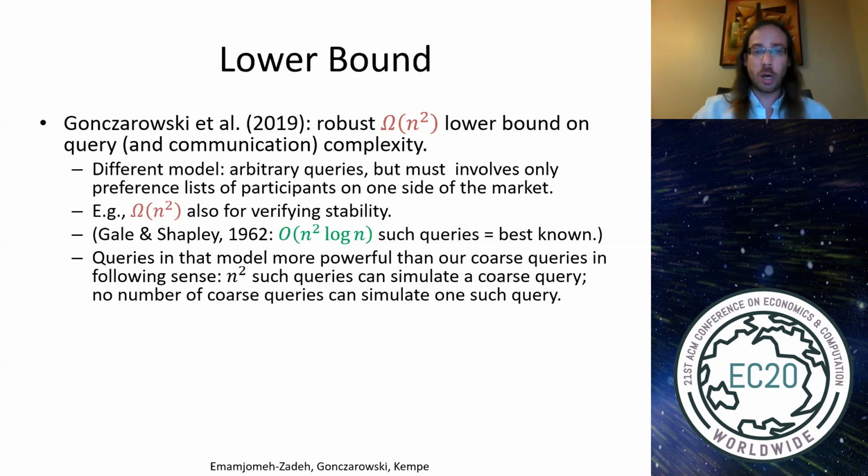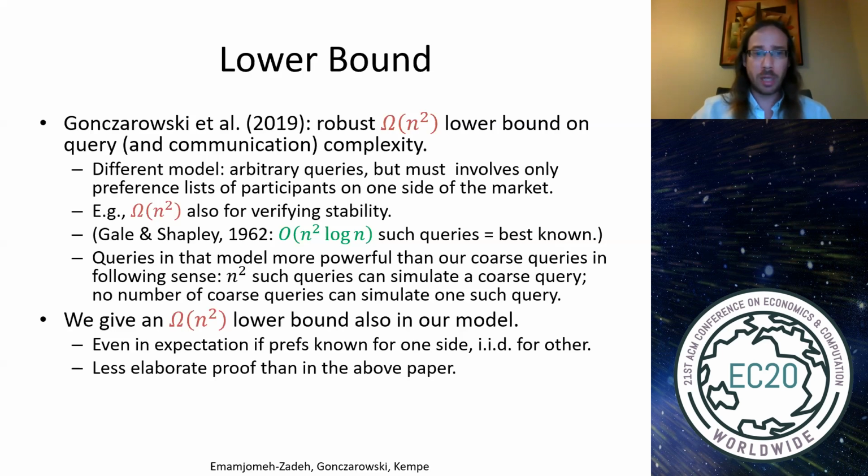Nonetheless, their queries are stronger in the following sense. N squared of their queries can simulate one of our course queries. No number of our course queries can simulate one of their queries. So a polynomial algorithm in our model implies a polynomial algorithm in theirs. A lower bound in theirs implies some lower bound in ours. Specifically, their n squared lower bound implies a trivial omega of 1 lower bound in ours, but we nonetheless give another n squared lower bound in our model.